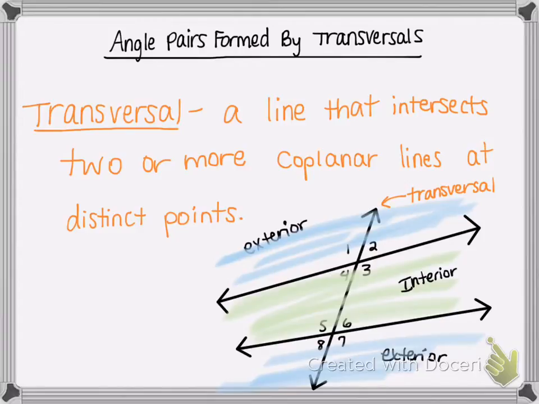So in other words, we have coplanar line number 1 and coplanar line number 2. And then our transversal is whatever cuts straight through there. Okay? So every transversal, when it cuts two lines, forms different angles. It forms interior angles, which you see in green, and exterior angles, which you see in blue. So now the fun part is these angles can actually be related to each other by certain names.